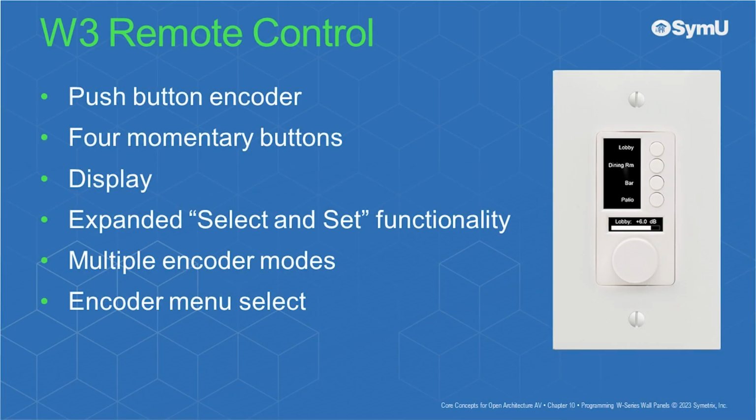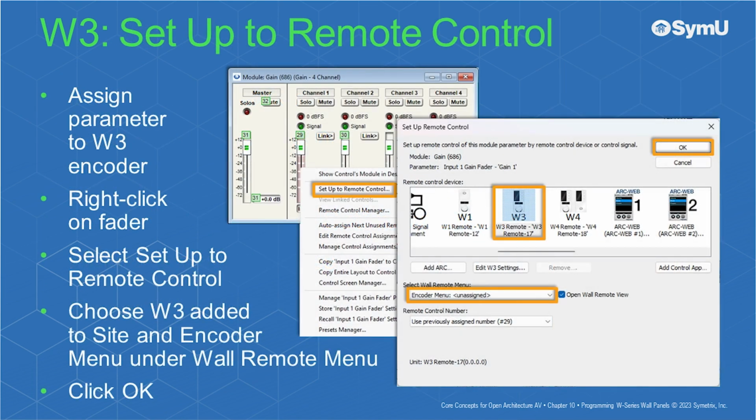The W3 combines a push button encoder and 4 momentary buttons, as well as 2 displays. It provides expanded select and set functionality, multiple encoder modes, and encoder menu select. To assign a parameter to the W3 encoder, right-click on the fader, then select Setup to Remote Control. From the Setup Remote Control window, choose the W3 you added to the site and encoder menu under the Wall Remote menu, then click OK.